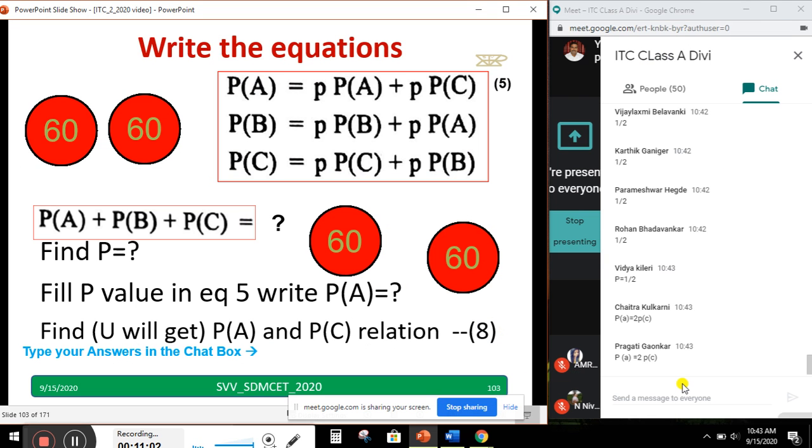Okay, P of A equal to 2 into P of C, somebody is writing, Pragati. Chaitra, P of A equal to 2 into P of C. Nivedita is also writing P of A equal to 2 into P of C. Let me check my answer also. Vineet, he wrote P, but I don't know what he is typing. P of A equal to 2 into P of C. Spurti, Simran.